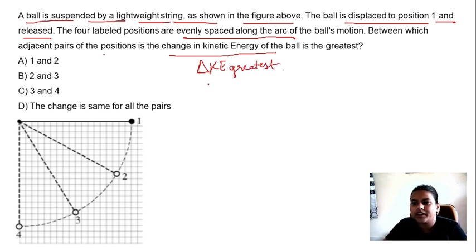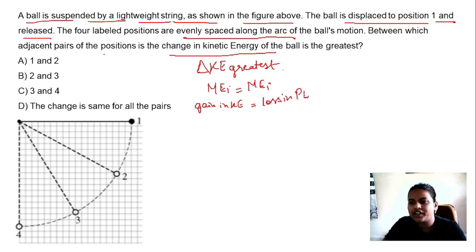We know that the total mechanical energy is constant, so mechanical energy initial is equal to mechanical energy final. Or I can write this same equation in this form: the gain in kinetic energy would be equal to the loss in potential energy. So in whichever adjacent pair there is a greater loss in potential energy, in that pair there would be the highest gain in kinetic energy.